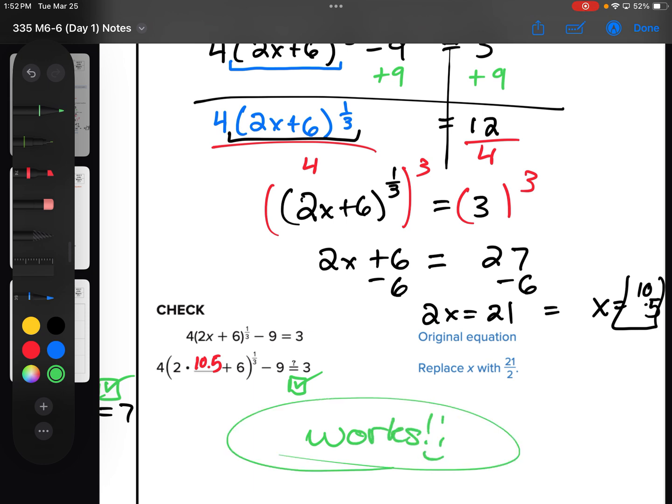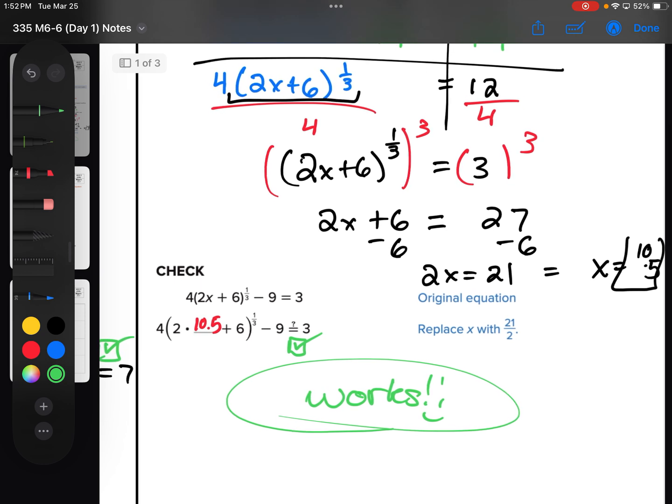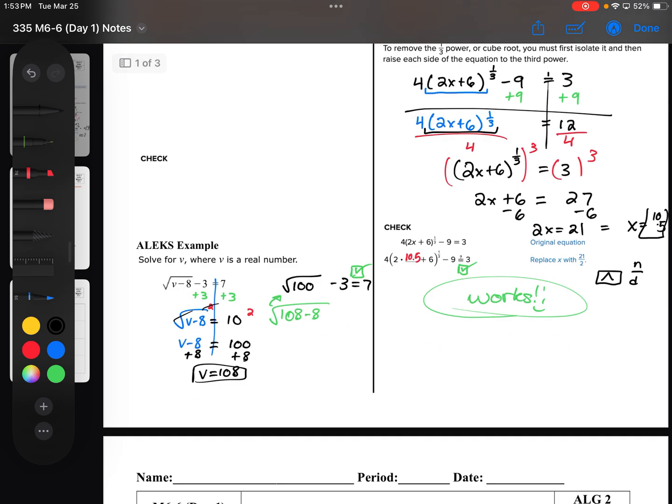Any questions in the room over this? How do you do a fractional exponent in your calculator? A fractional exponent, if you have a school calculator, you're going to hit the exponent button, then start your fraction. Okay, that's how you type in a fraction on your school calculator. All right, it works. Moving on.